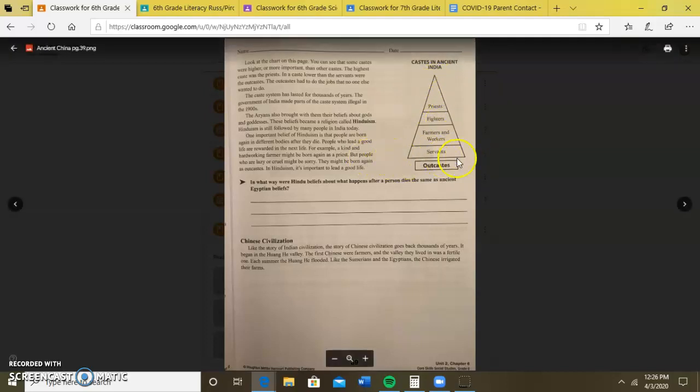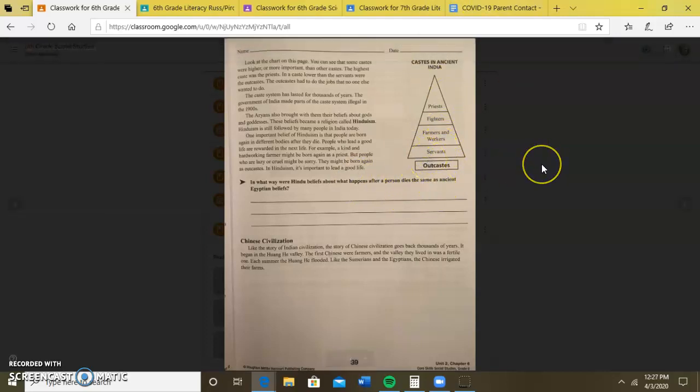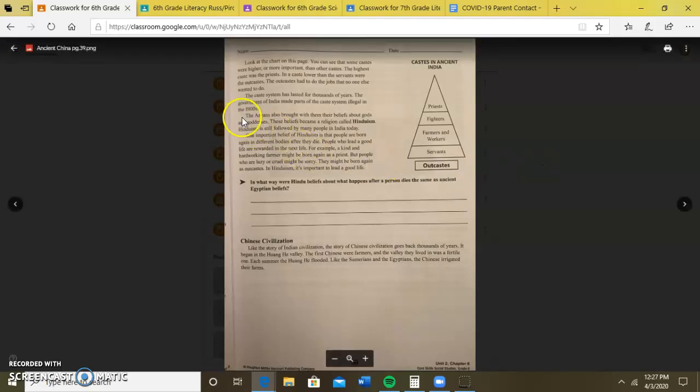There are more of them, that's why they're at the bottom, because the triangle gets larger once it gets to the bottom. And outcasts weren't even in the triangle. They were all the way out on their own space. The system had lasted for thousands of years. The government of India made parts of the system illegal in the 1900s, or right here.